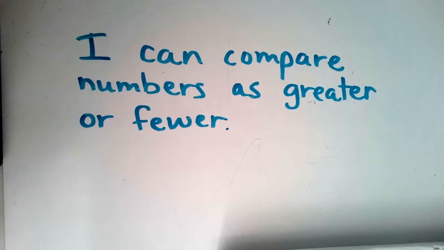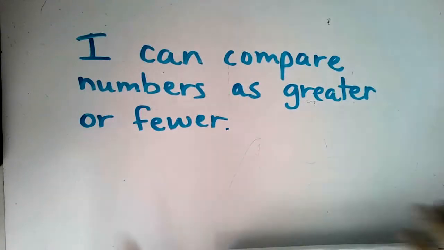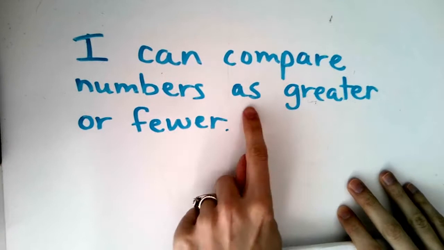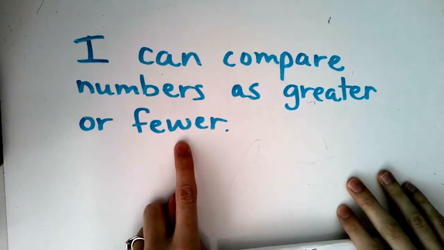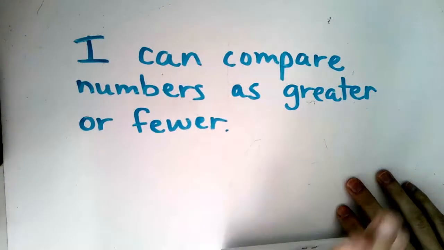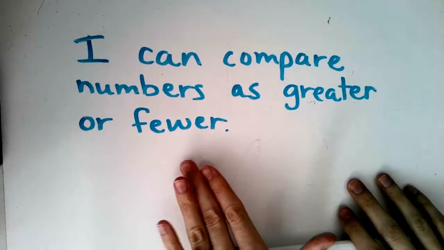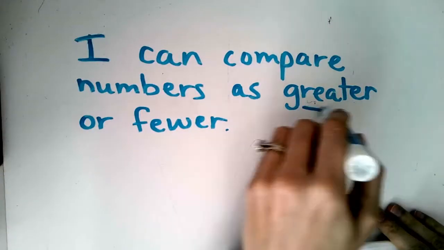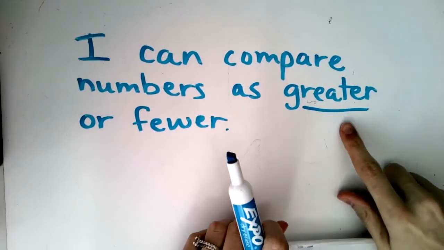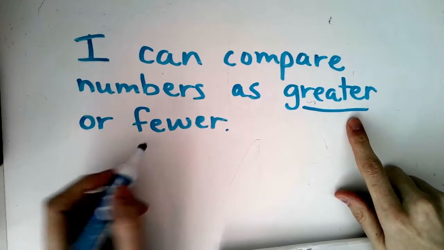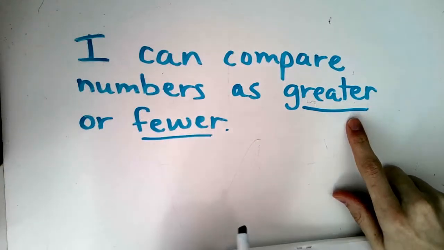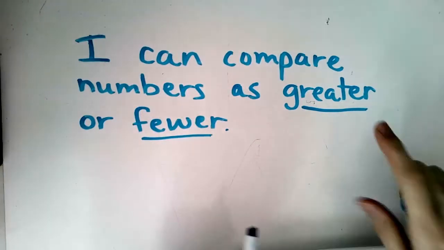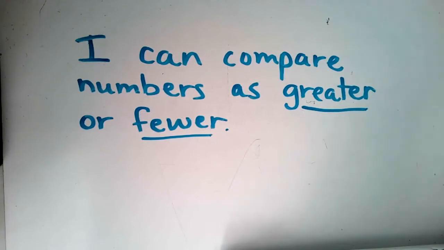Here's our I can statement for today. It says, I can compare numbers as greater or fewer. Okay? So what we're going to be working with today is two different numbers. When you are successful today, you will be able to figure out which number is greater. Greater means the bigger number. And which number is fewer or less. Alright? Let's go ahead and get started.